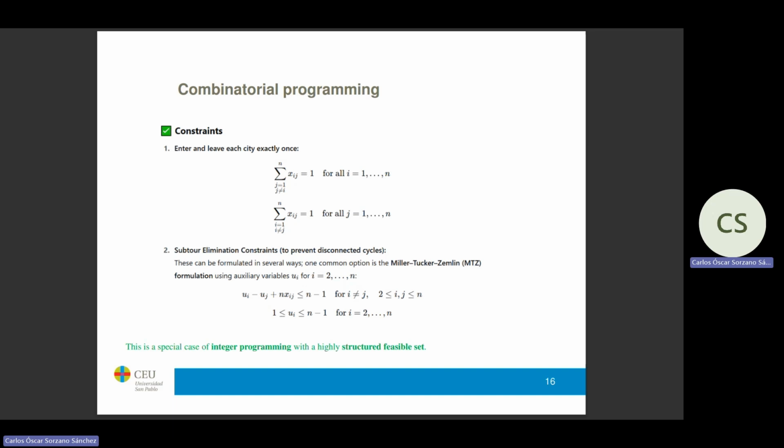And this u_i has to satisfy these constraints. So u_i has to be between 1 and n minus 1, and u_i minus u_j plus n x_ij has to be smaller than n minus 1. Somehow these two constraints don't come naturally. So don't try to interpret them in a natural way, but these two constraints prevent having these disconnected cycles.